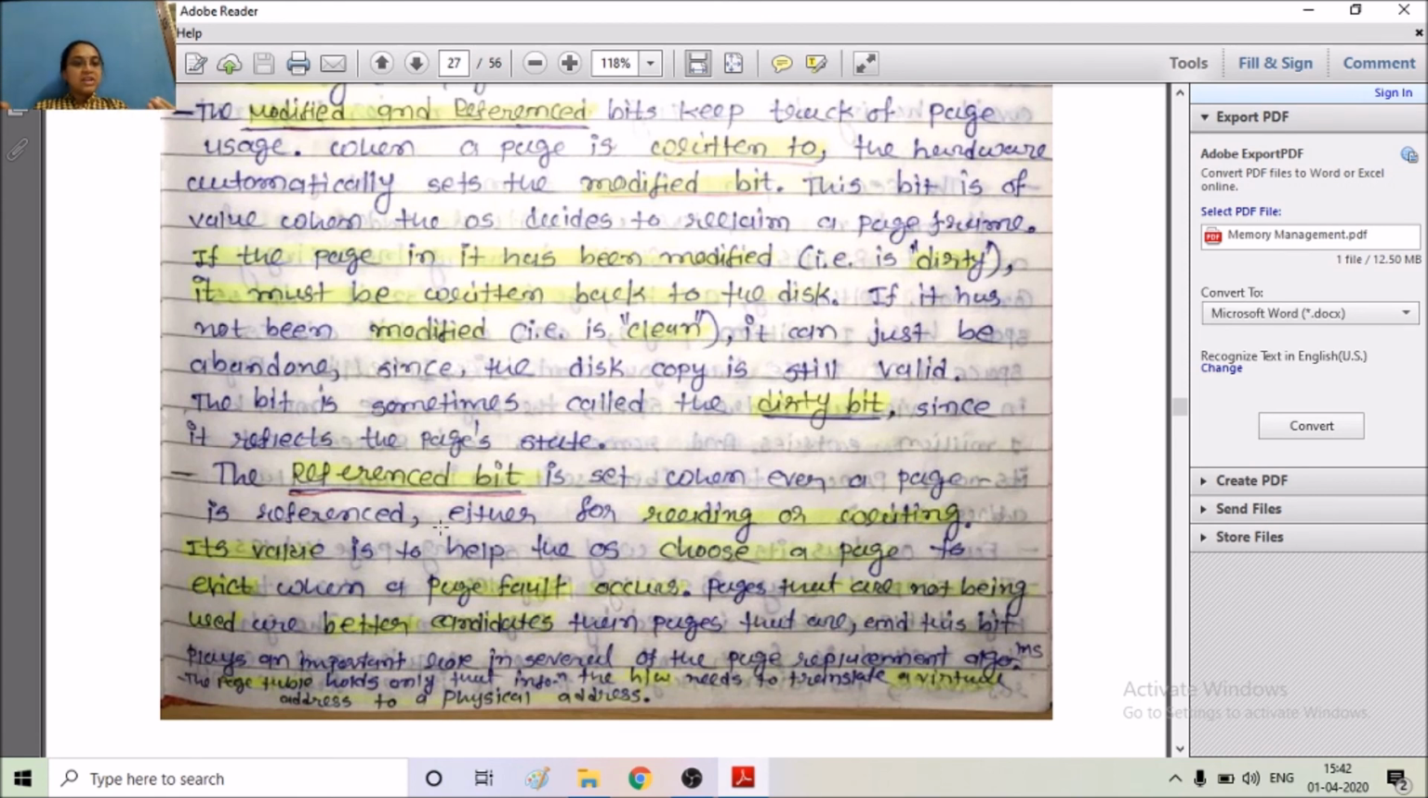So the page table holds only that information the hardware needs to translate a virtual address to a physical address. For that conversion, a page table, or you can say memory map table, is used. And we have discussed each and every field in detail.